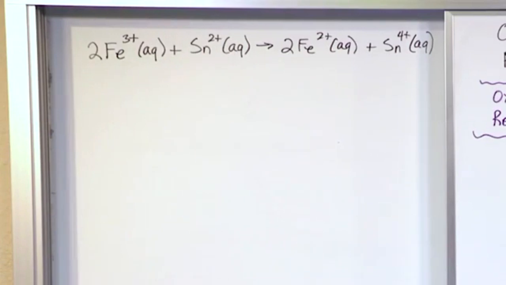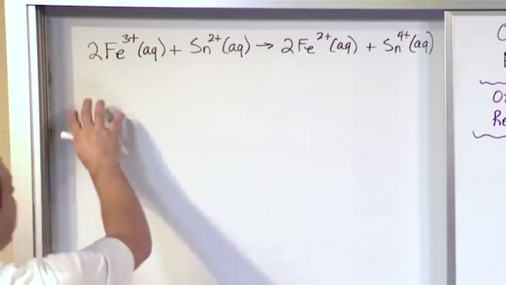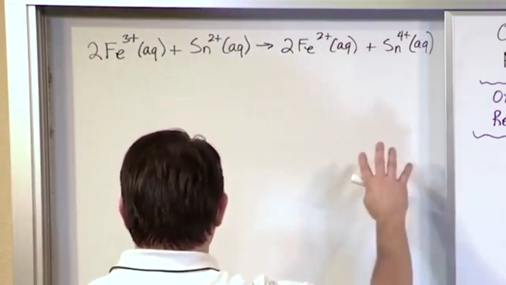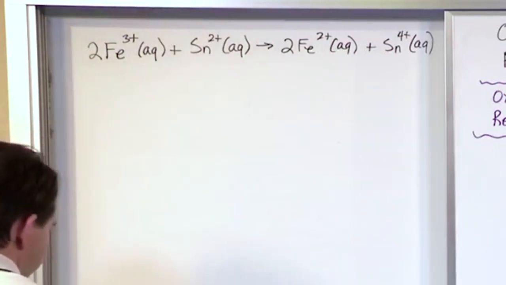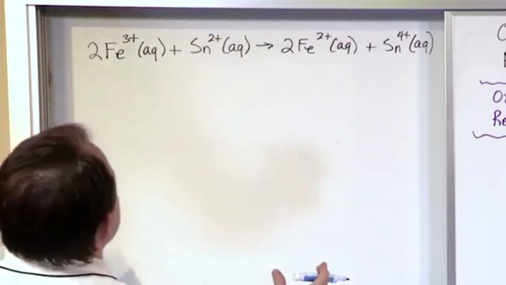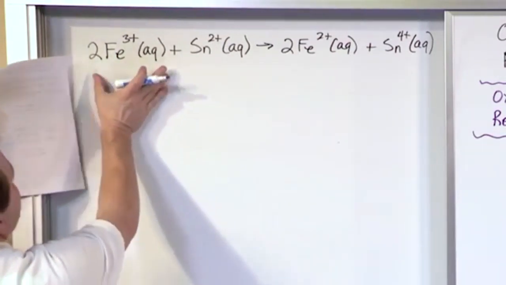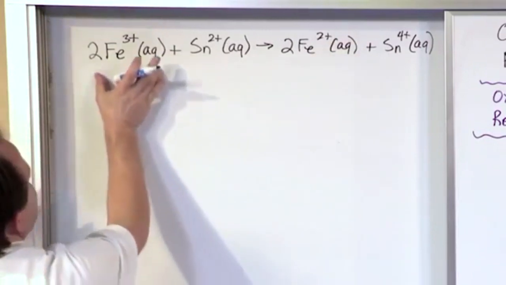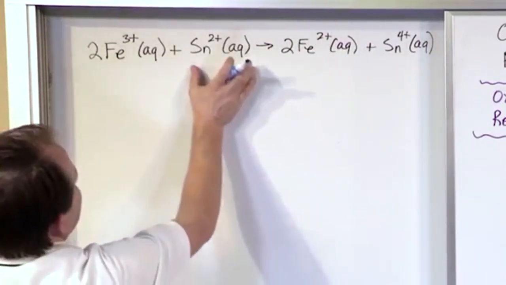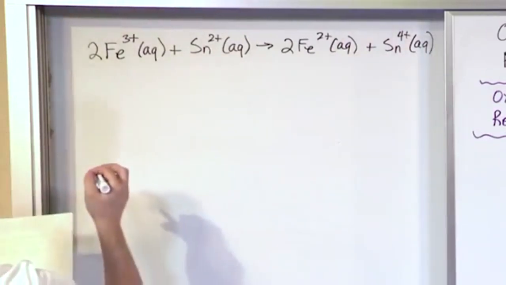I want to split it up into half reactions, and I want to identify which half reaction is the oxidation process and which half reaction is the reduction process. What I'm going to do to pull that off is start looking around. One half of this reaction is dealing with iron. Iron is changing charges. The other half of this reaction is dealing with the tin because it's changing charges. So that's our big clue.